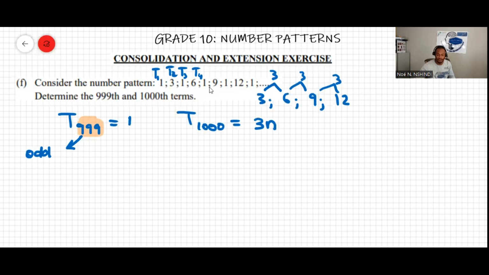3n. Okay, and then let's first find the Tn. Tn here will be 3n, and then minus 2 to get, no, not minus 2, but just 3n actually. 3n, because the first term, if I just pull out the even terms from this pattern, it's going to be like 3n only.